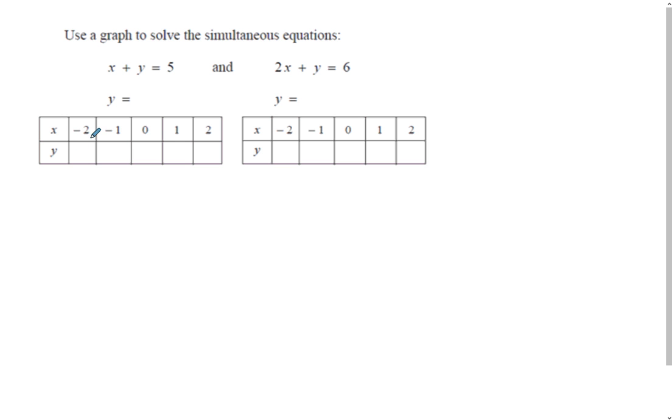All you need to do is rearrange it so you've got y the subject. You're going to minus x from both sides, so you have y equals minus x plus 5. Always try and write it in the form of mx plus c. So you can tell your gradient here is minus 1. And here you're taking your 2x to the other side, so you're minusing 2x, so you've got y equals minus 2x plus 6.